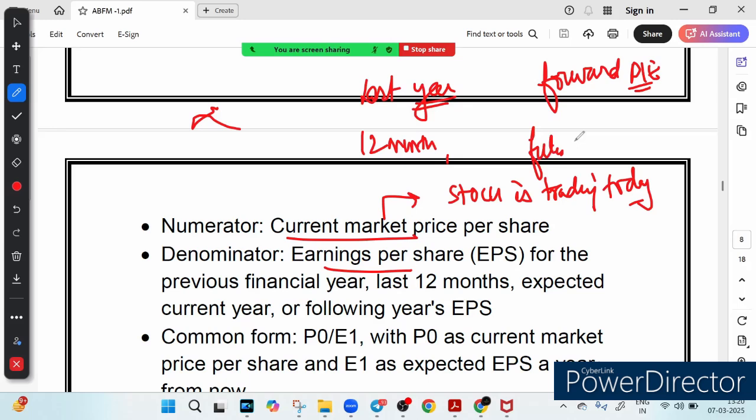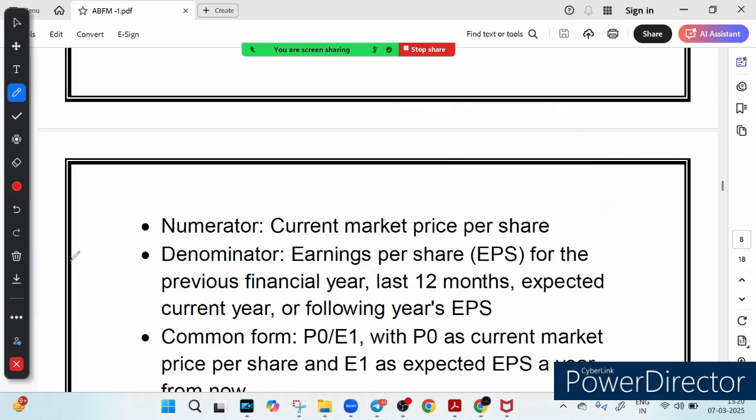So let me give an example. Let's suppose a stock is priced at rupees 200. This is the current price of the stock, rupees 200 per stock, it will cost you rupees 200, and its expected EPS next year, earning per share next year, is supposed to be rupees 20, right?